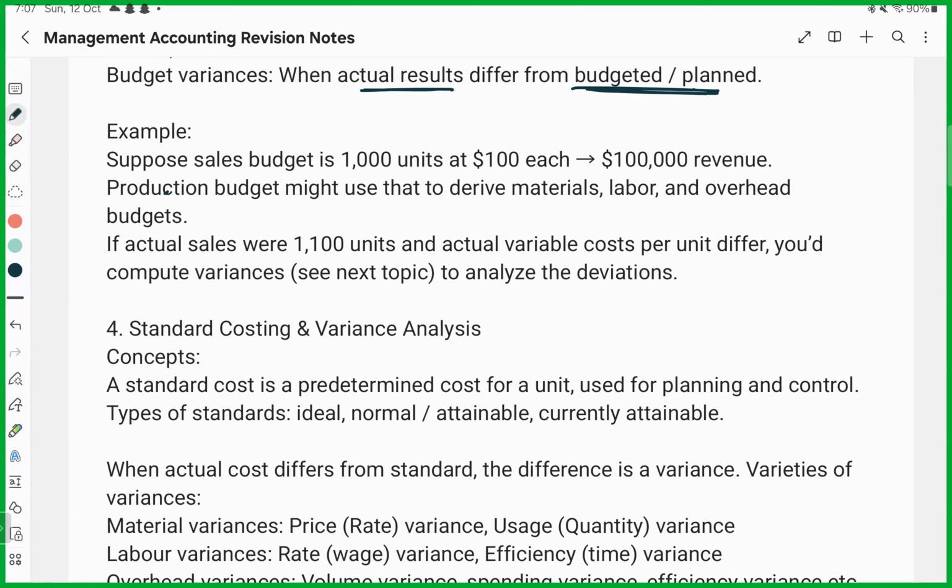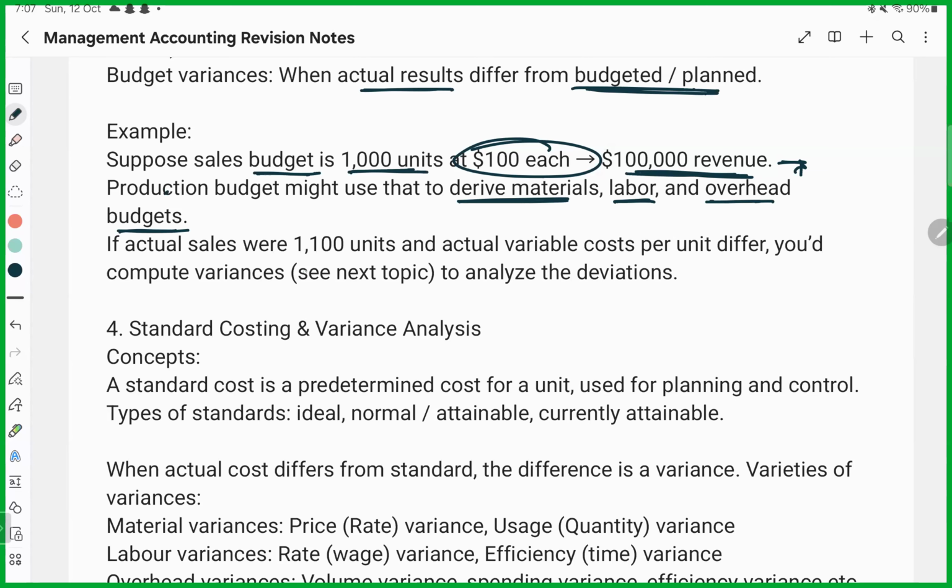In this case, we budgeted that we will sell 1,000 units at rupees 100 each. That means we'll be earning a revenue of 1 lakh rupees. Now, as I said in the previous example also, this sales revenue will get transformed to the operation budget. The production budget might use that to derive the material that will be required, the labor that will be incurred, and the overhead budgets that will be required for achieving a revenue of 1 lakh rupees.